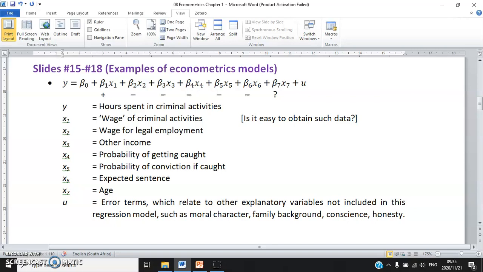And then B6, expected sentences. The longer the sentence is, it means I have to go to jail for 30 years. Then it will scare me off from committing crime. So B6 would be negative.